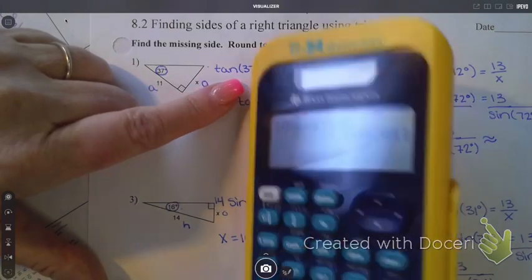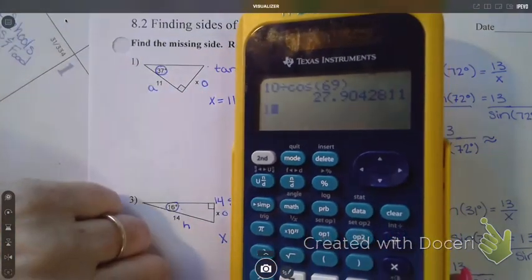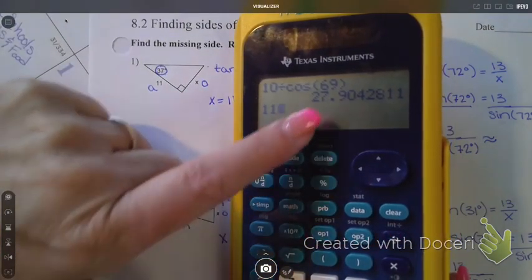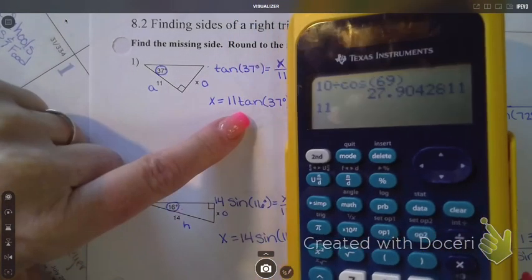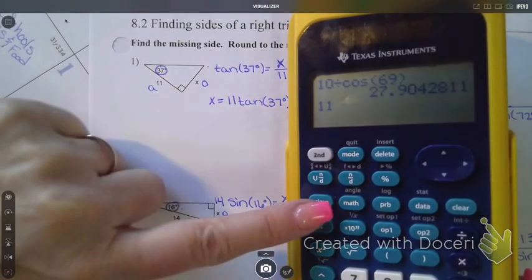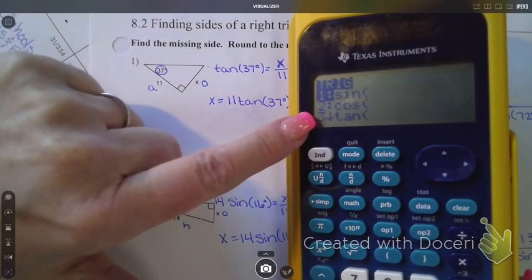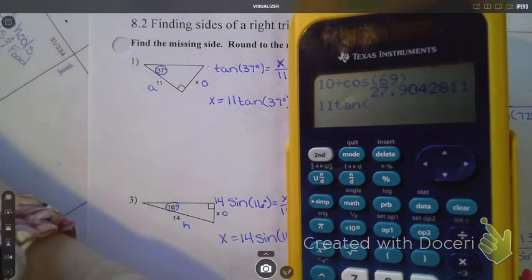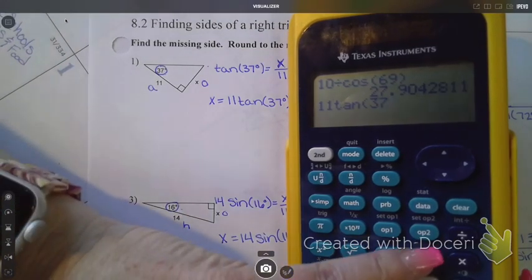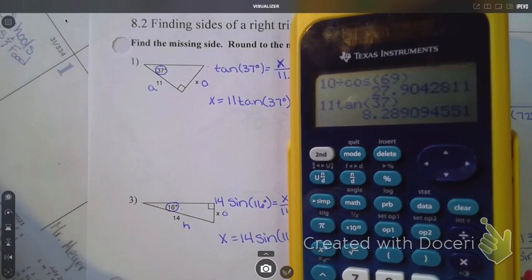So we are just going to put in there 11. See, I don't have to clear. I can keep looking at what I'm doing. 11, and it was tangent. So I go to second trig again. And I'm just going to hit 3 this time because that's where tangent is. And then 37, and parenthesis, and enter.